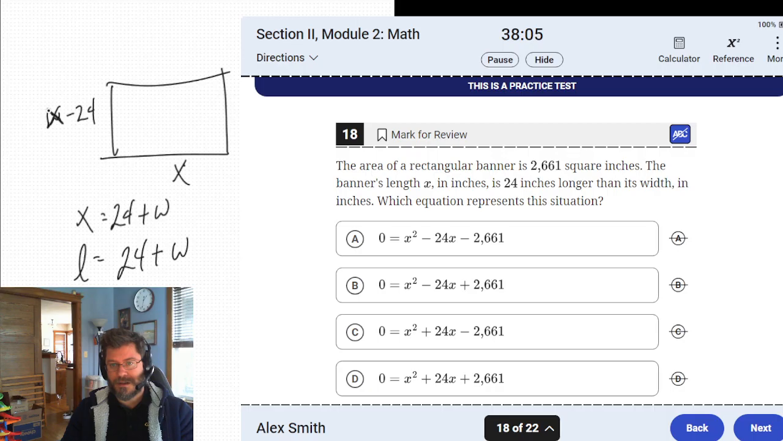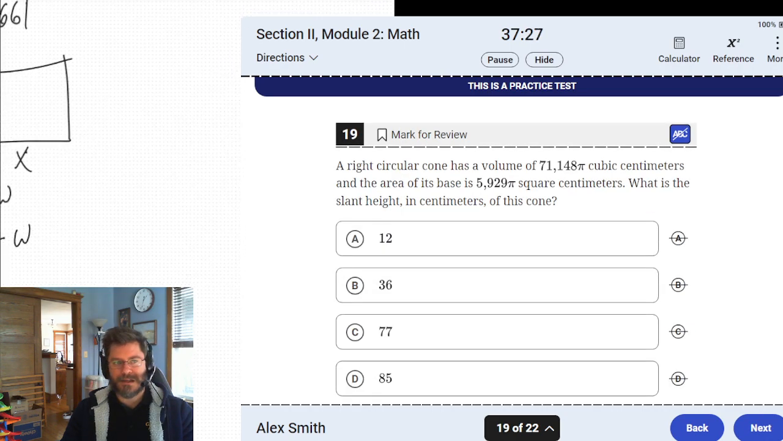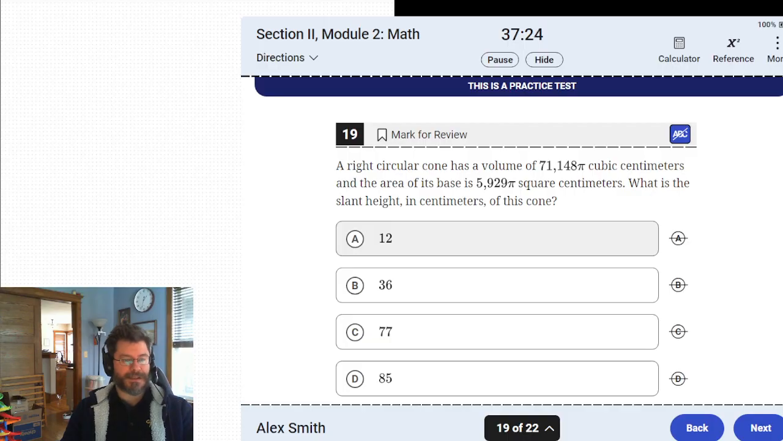X minus 24, because you bring that 24 over, and that's the width, and that's both sides in terms of x. And of course, length times width gives the area, so x times x minus 24 gives us 2661. If we distribute that out and set it equal to 0, we'll end up with a minus 2661. Our x squared is positive, of course. X squared minus 24x. Keeping track of the positives and negatives is kind of what we're being tested on there at a certain level. Obviously, the setup is part of what we're being tested on, but also tracking the negatives.